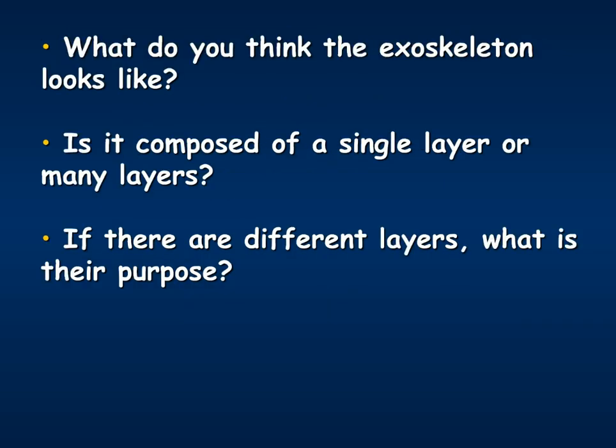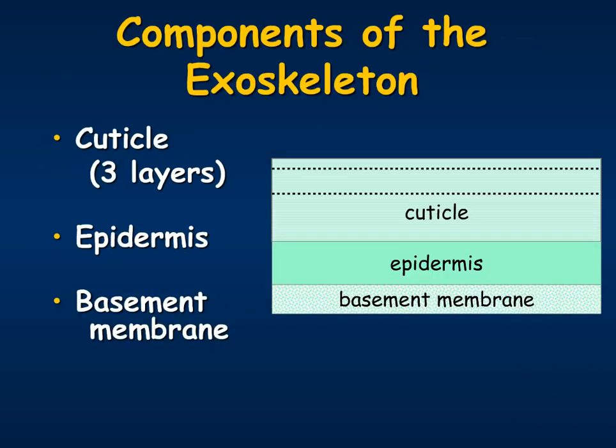Now here are a couple things to think about. What do you think the exoskeleton looks like? Is it composed of a single layer or many layers? And if there are different layers, what is their purpose? So the exoskeleton actually has several layers. This includes the cuticle, which in and of itself has 3 layers, the epidermis, and the basement membrane.